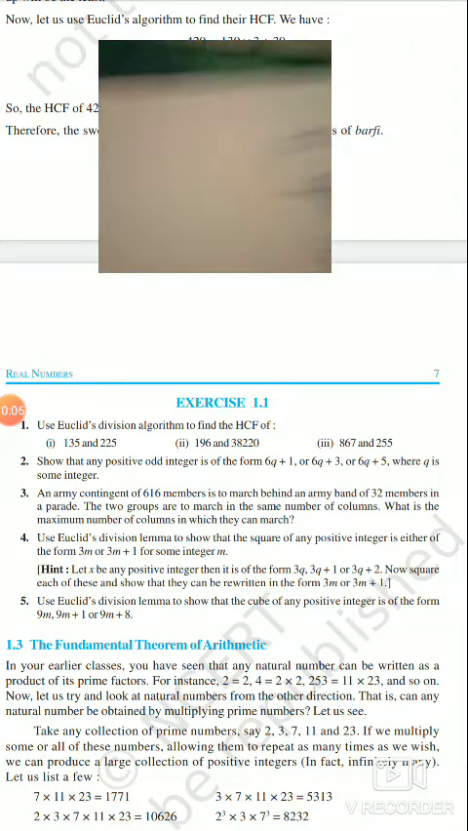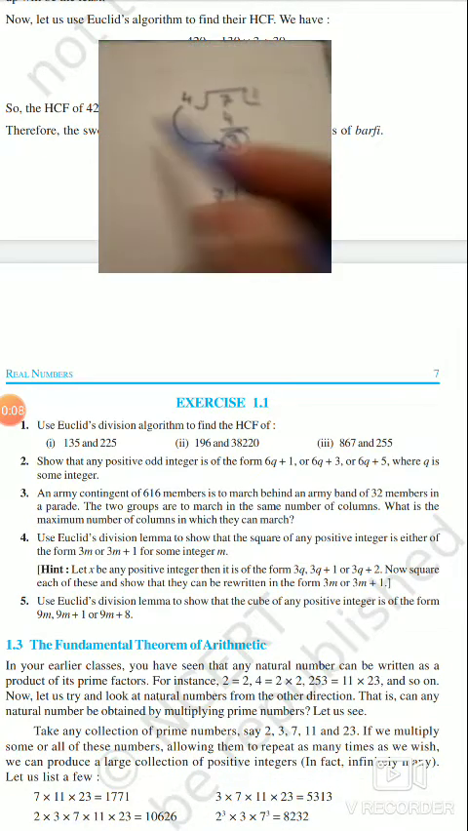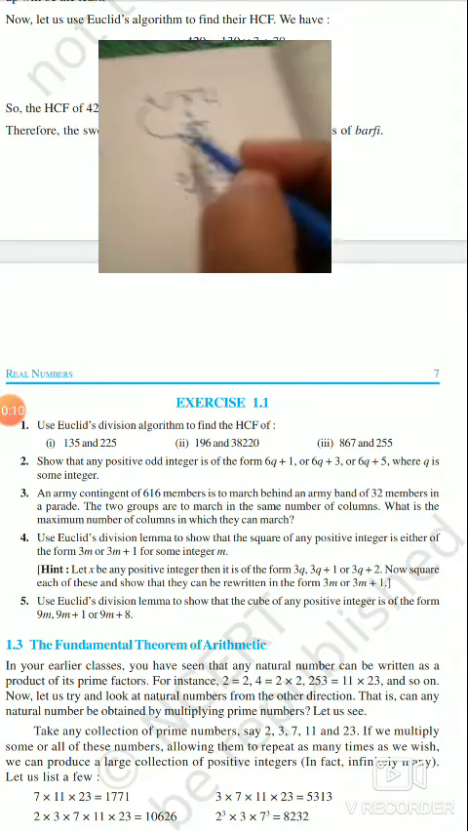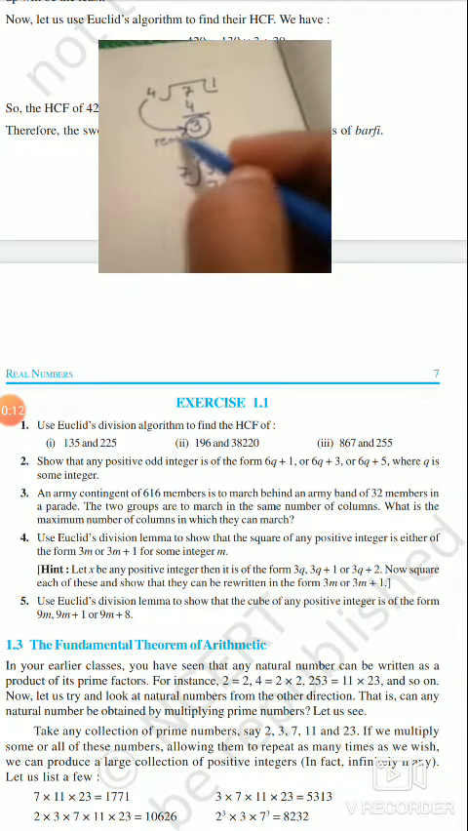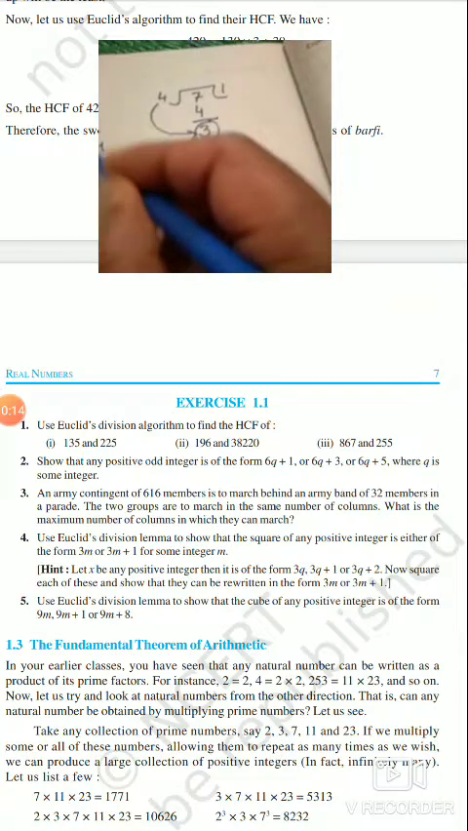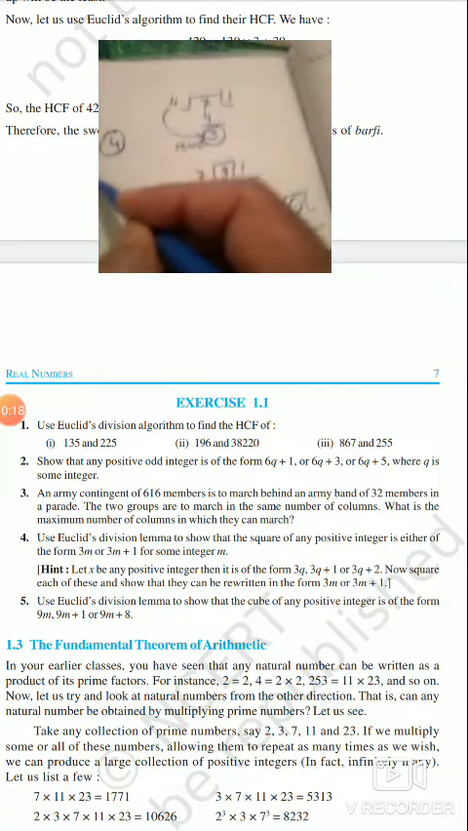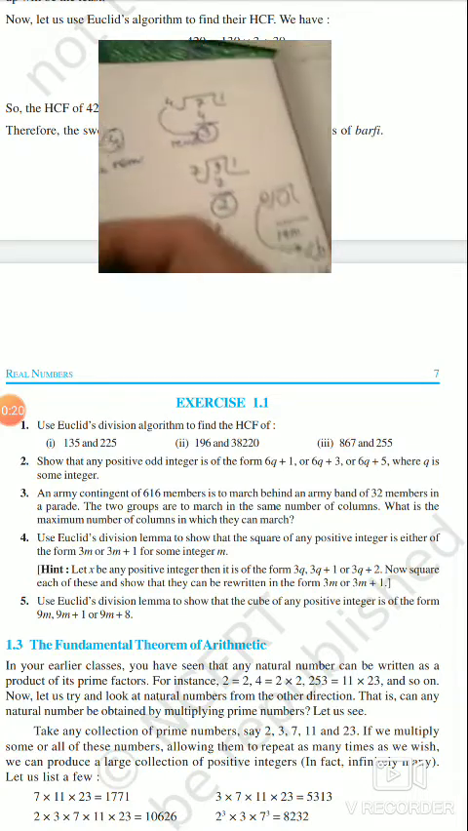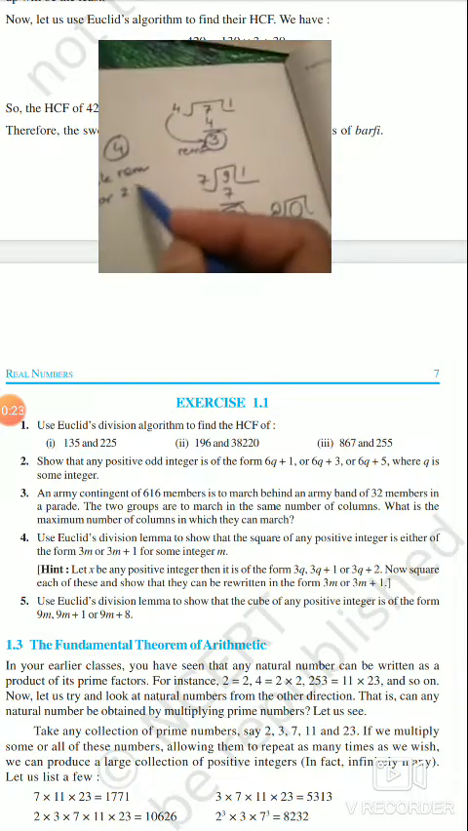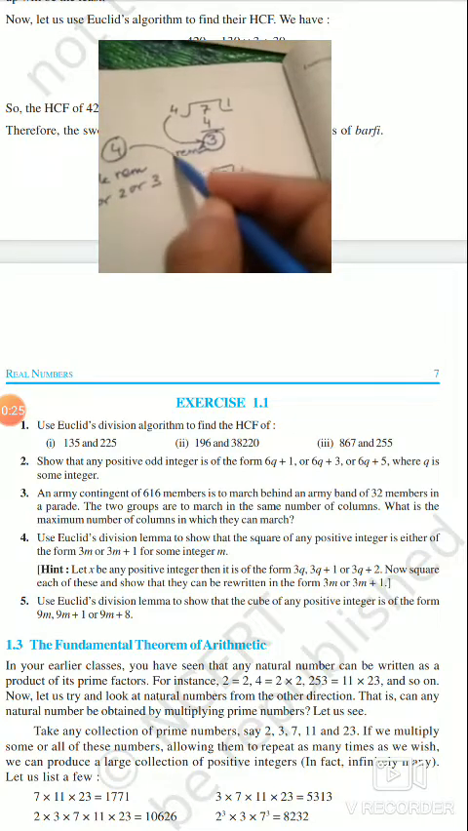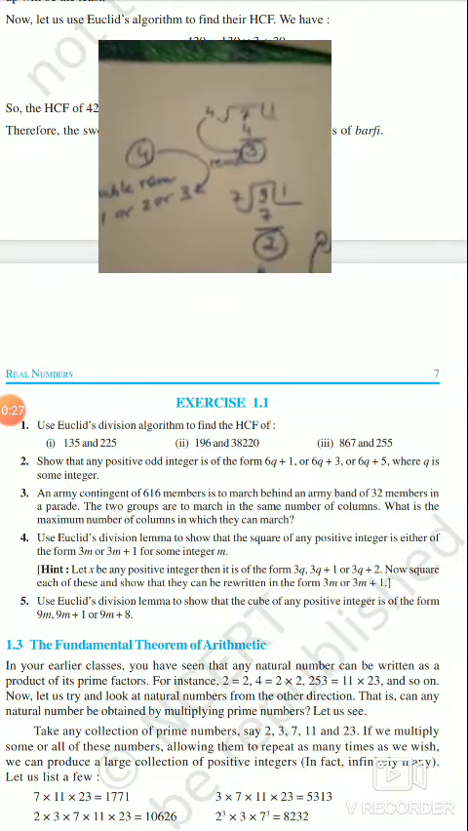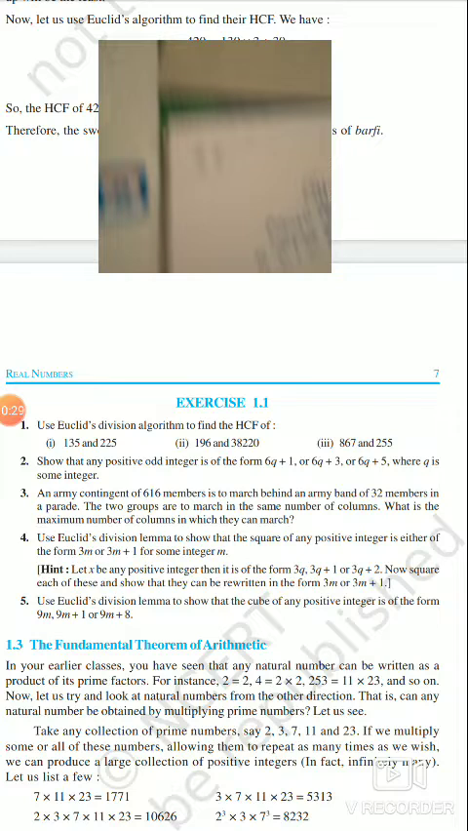Here you can see the divisor is 4 and the remainder is 3. So if I am dividing any number by 4, the possible remainders are 0 or 1 or 2 or 3, meaning less than the divisor. So we will use this funda here.